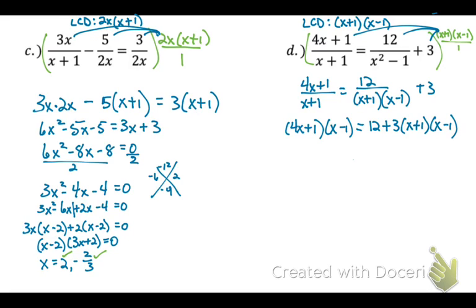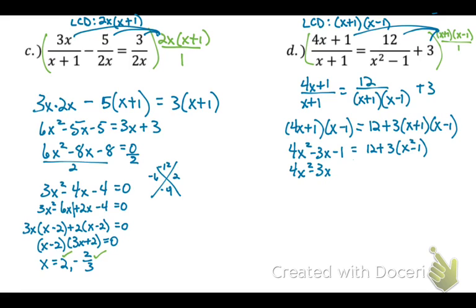Now the cleanup is just a little tricky here. So on the left side, you need to FOIL those two expressions, 4x plus 1 times x minus 1, which will give you 4x squared minus 3x minus 1. And then on the right, you need to multiply the x plus 1 times x minus 1 first. And then you're going to distribute the 3.